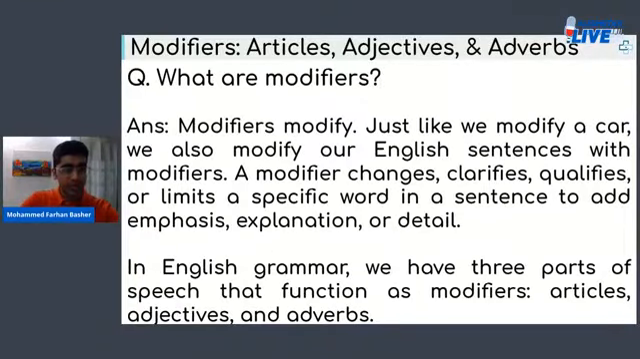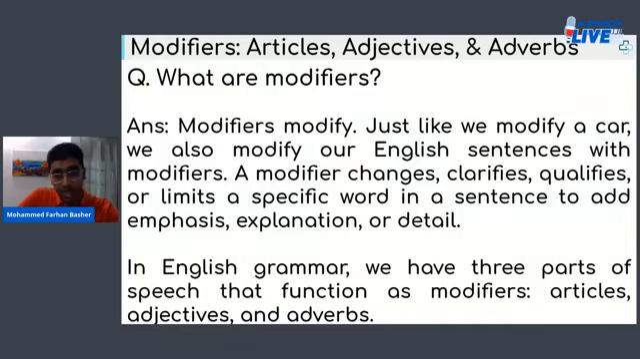So what are modifiers? Modifiers modify. Just like we modify a car, we also modify our English sentences with modifiers. A modifier changes, clarifies, qualifies, or limits a specific word in a sentence to add emphasis, explanation, or detail. In English grammar, we have three parts of speech that function as modifiers: articles, adjectives, and adverbs, right? So as you can see, these three parts of speech are all modifiers.